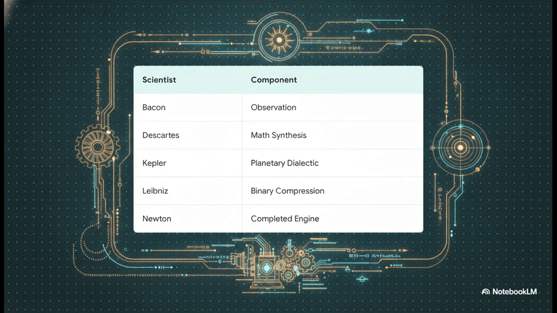Francis Bacon effectively resurrected the observation protocol. René Descartes rebuilt the mathematical synthesis. Johannes Kepler tapped right back into the planetary dialectic. Gottfried Leibniz brought back the concept of binary compression. And finally, Isaac Newton put all the pieces together to rebuild the completed engine. Without even realizing it, they reassembled the very same thermodynamic engine the ancient Magi had used millennia prior.